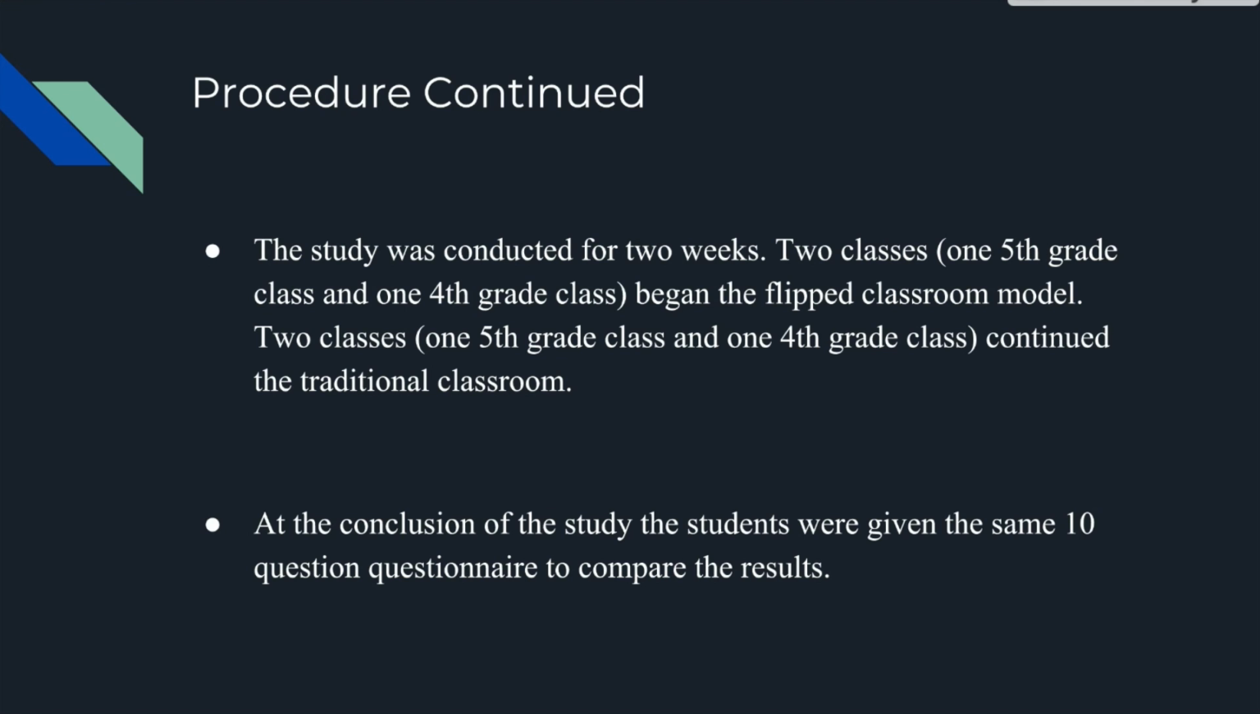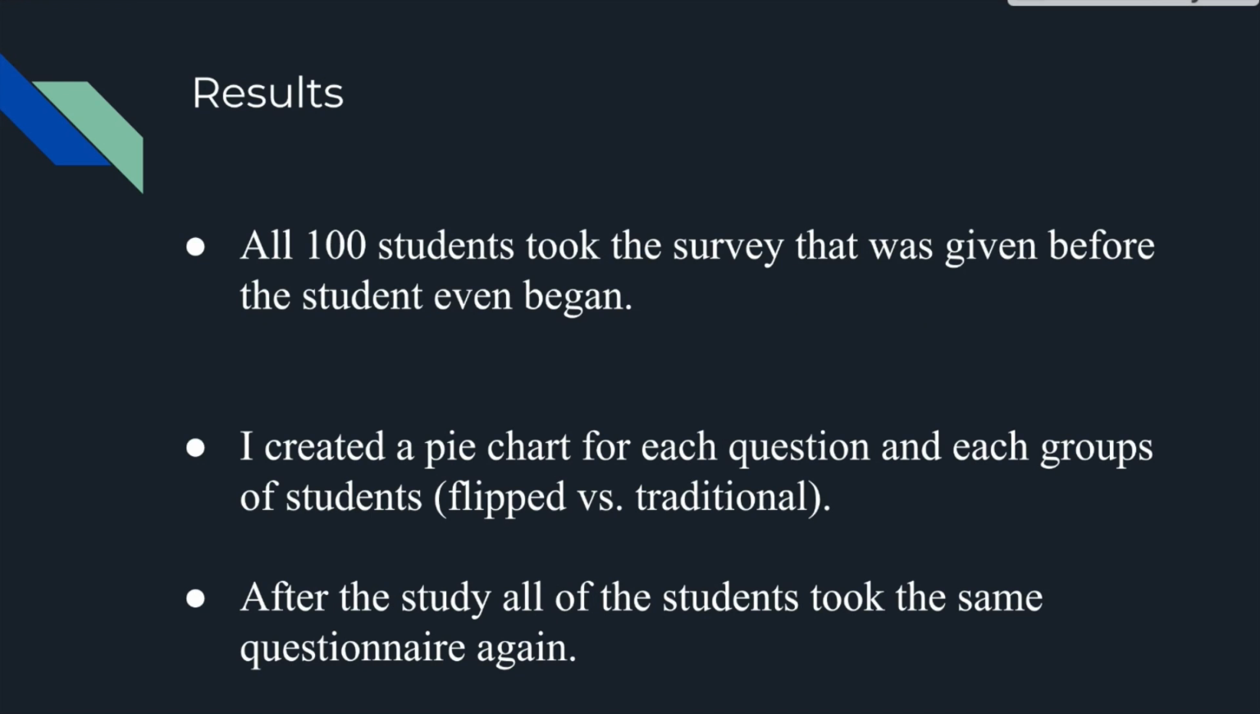And at the conclusion of the study, the students were given the same 10-question questionnaire to complete the study and compare the results. All 100 students took the survey that was given before the students began. I created a pie chart for each question and each group of students, flipped versus traditional. And after the study, all of the students took the same questionnaire again.